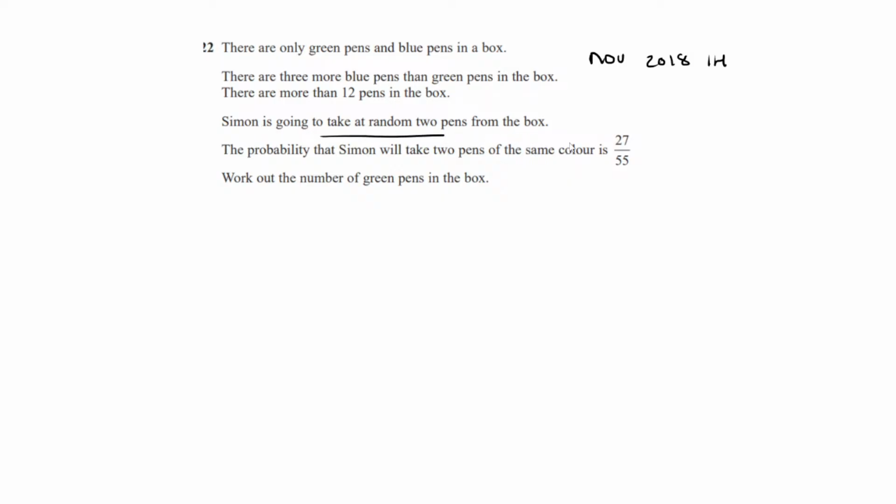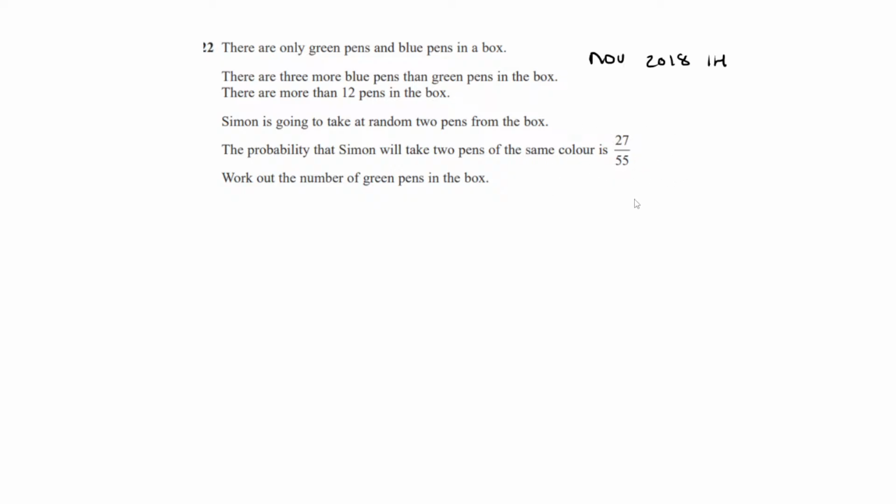This bit here, when they take 2 or 3 of something, it makes me think probability tree. So I'm probably, you don't have to, but I'm going to draw a tree. That's how I like to do it. As I said, I'm quite a visual kind of learner in that sense. The probability Simon will take 2 pens of the same colour is this. So this is kind of like the answer to the probability tree, isn't it?